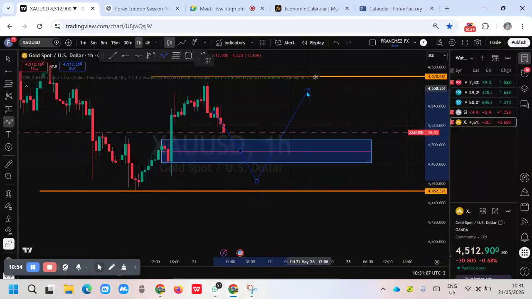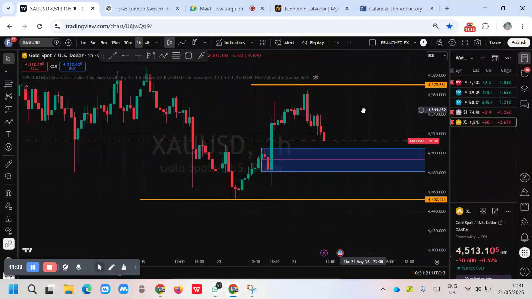How about if it breaks to the downside? Remember, this order block is meant to act like a support area, then push back.